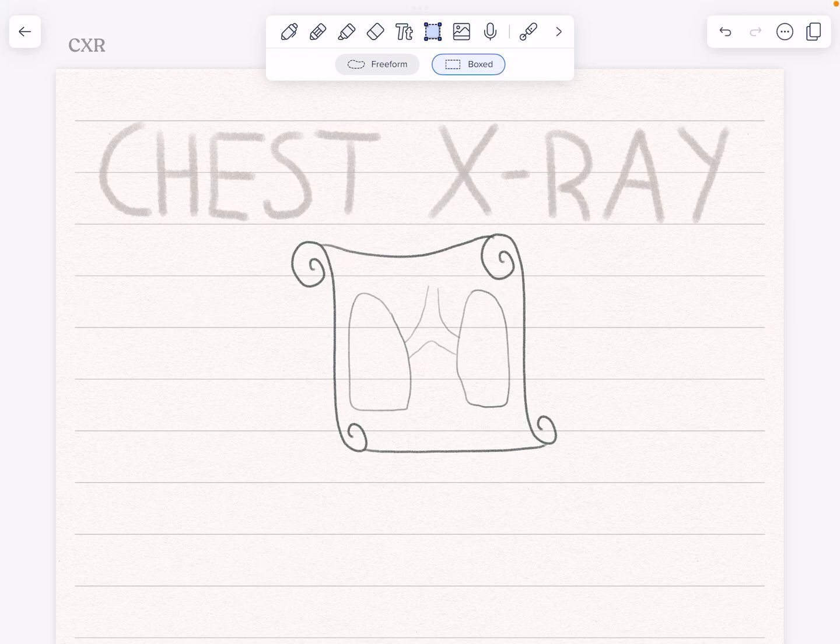Today I'm going to be talking about chest x-rays and how to interpret them. Hopefully it shouldn't be too long a video because chest x-rays are quite a simple task. And we're just going to get straight into it.